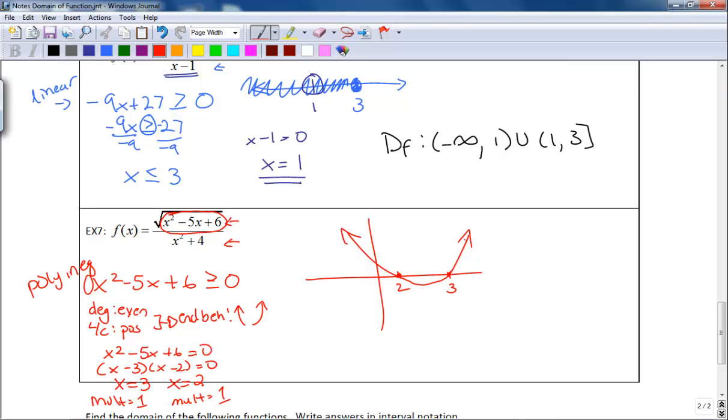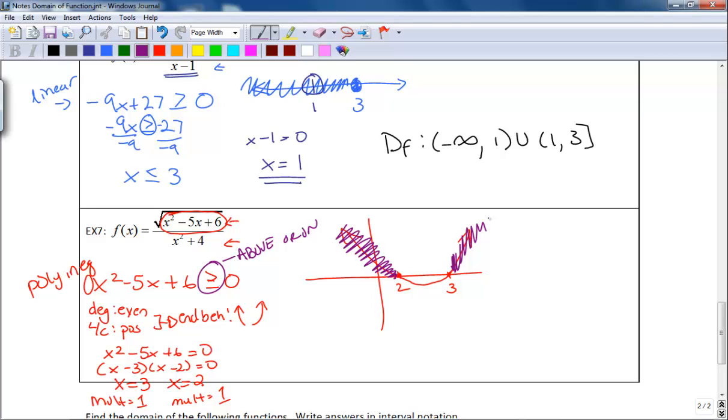So take a look at the statement. The statement is greater than or equal to. So that means where are you above or on the x-axis? Well, I'm above or on the x-axis. All the numbers over here to the left of 2 and all the numbers over here to the right of 3. Right? But I'm not done.